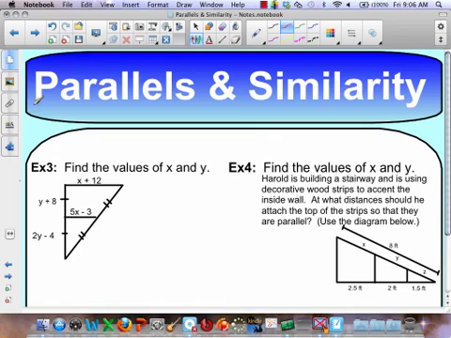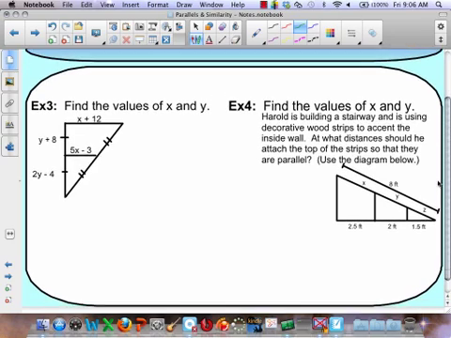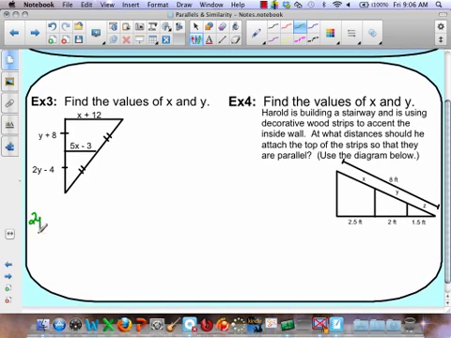How do we set up number 3? Since y plus 8 and 2y minus 4 are congruent, set them equal to each other and solve for y. Then substitute that in and you'd have that side. So y is equal to 12, which would make this 20 and 20.